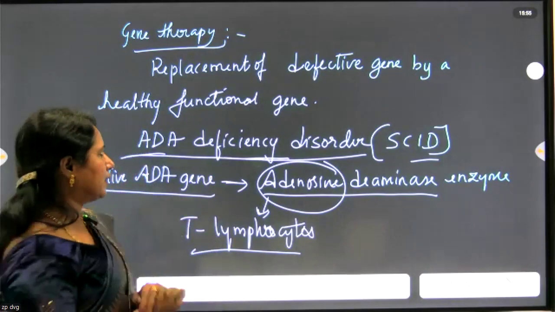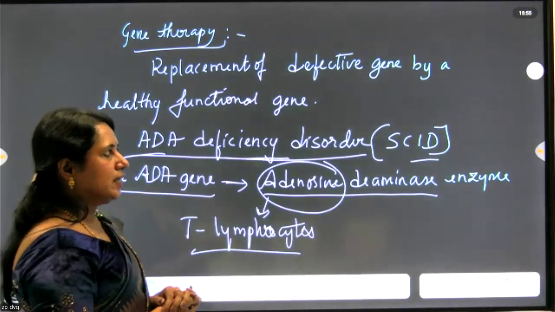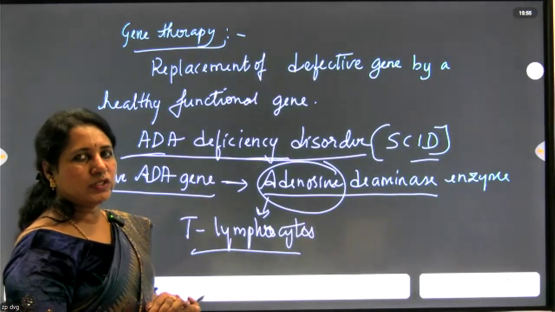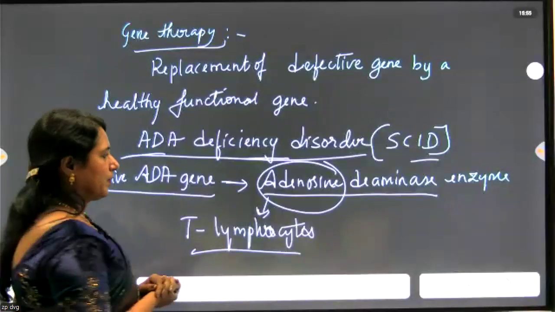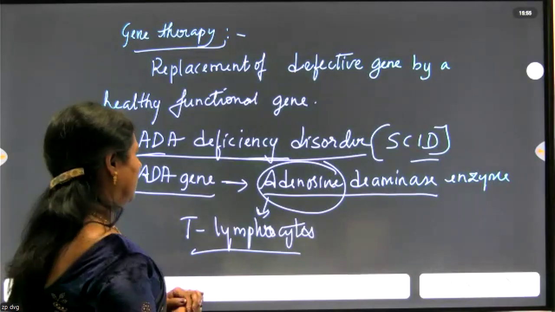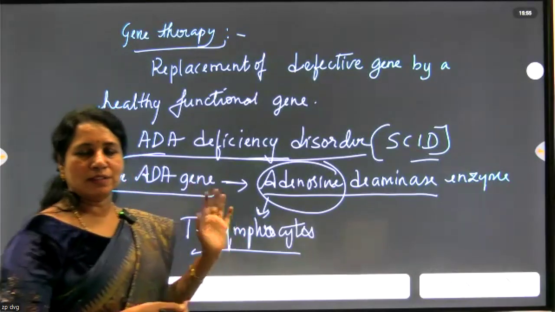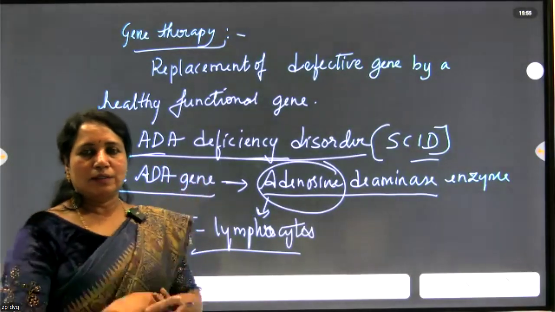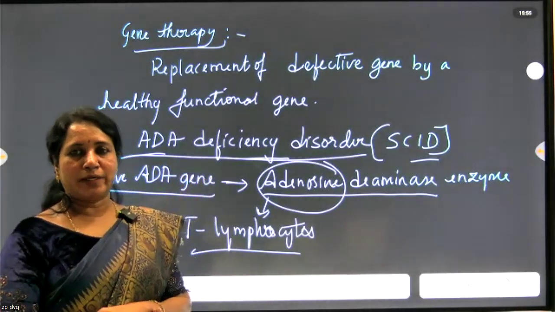That disease is called ADA deficiency disorder, or it is also called severe combined immunodeficiency diseases, diseases as well as disorders. There were so many methods used to treat these diseases. They used bone marrow transplantation.